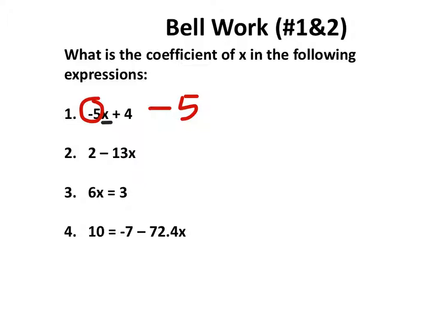Now here's the problem though. Some of you guys are going to write -5x. If you do that, you're going to lose points on the test. So don't do that.